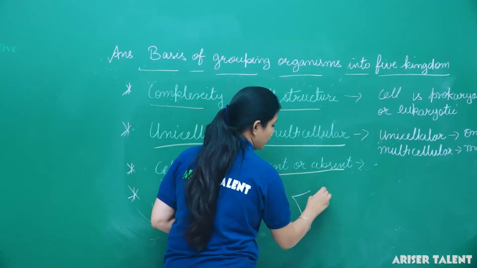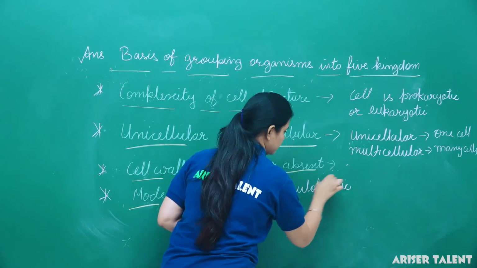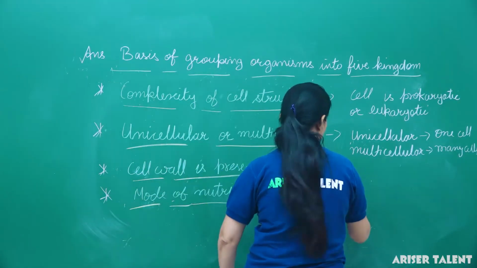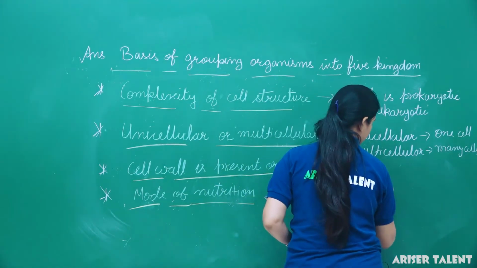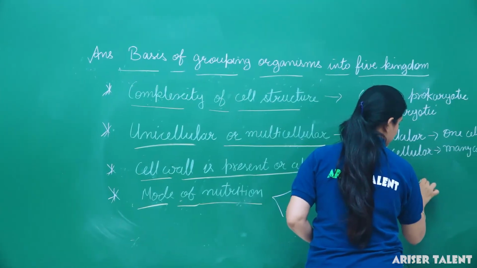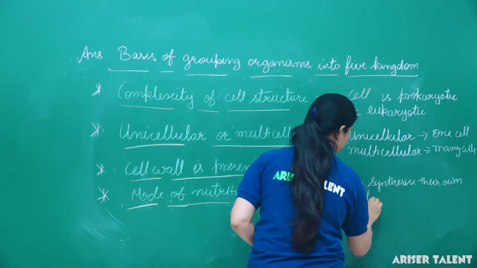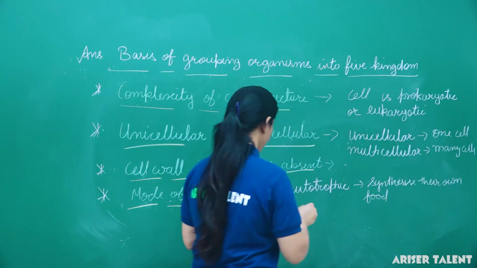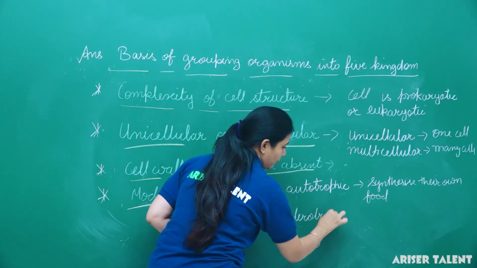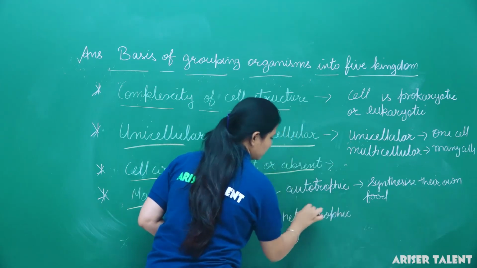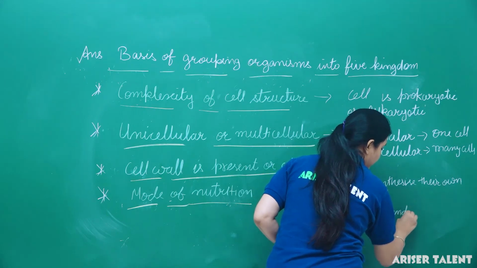Mode of nutrition is of two types. Autotrophic means they synthesize their own food. Or heterotrophic, which means they depend for food on the environment.